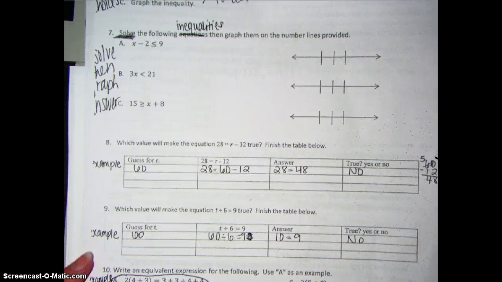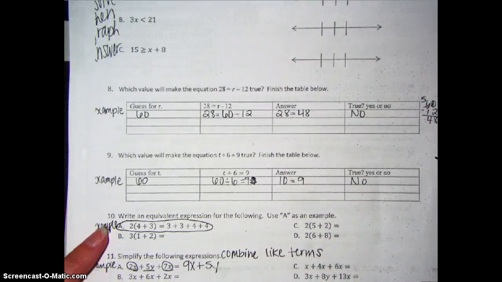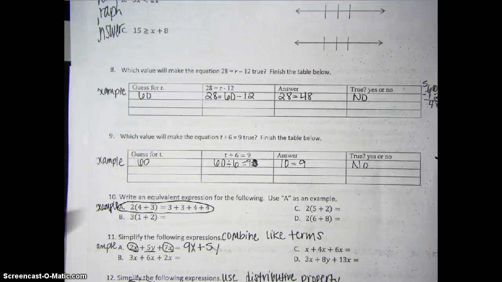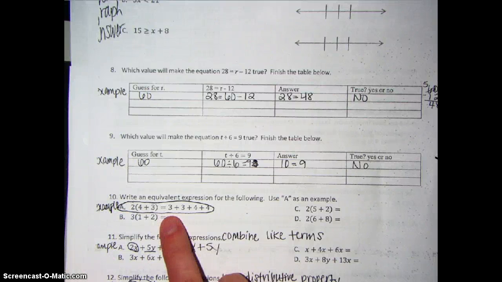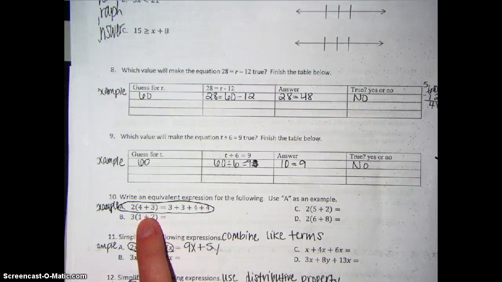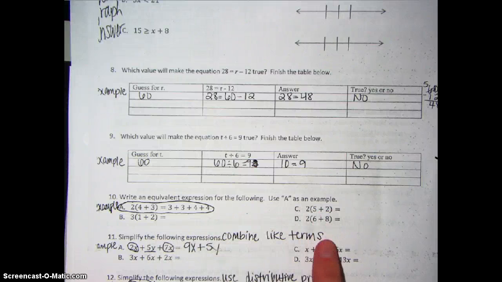Let's move on to number 10. Number 10, we gave you an example of how we wanted you to write the equivalent expression. So, you have two groups of 4 and two groups of 3. 2 3s, 2 4s. 3 plus 3 plus 4 plus 4, because it's an addition sentence. Do the same thing for the other 3.